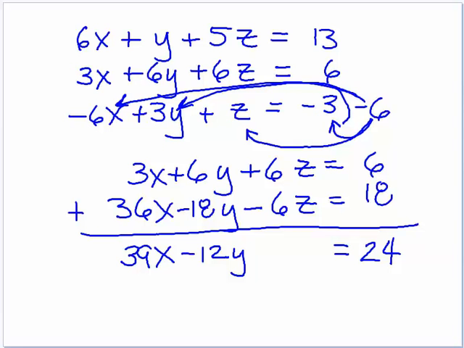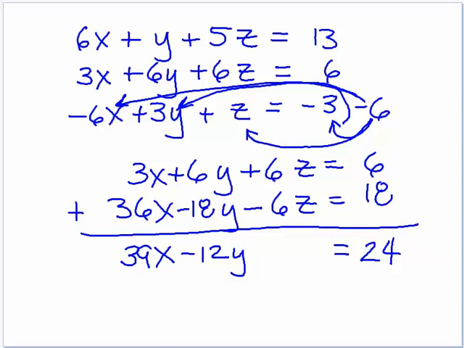Here it is. I just wrote the negative 6 on the other side. I didn't do anything to the first problem, so I just rewrote 3x plus 6y plus 6z is equal to 6. I'll leave that as it is. But I'm going to multiply the bottom equation by negative 6. Negative 6 times negative 6x is positive 36x. Negative 6 times positive 3y is negative 18y. Negative 6 times z is negative 6z, which is what we wanted. And then negative 6 times negative 3 is positive 18.